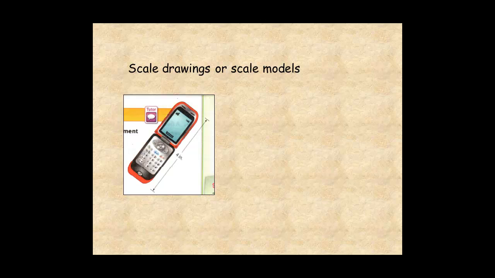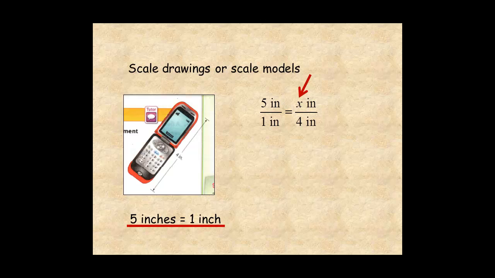Here's an example where the drawing is larger than the object, a phone, with a scale of 5 inches on the drawing equaling 1 inch on the phone. Write the scale as a ratio, 5 inches over 1 inch. Next, write a proportion, where x is the length of the phone in the drawing, and 4 inches is the actual length of the phone. Cross multiply, and the length of the phone in the drawing is 20 inches.